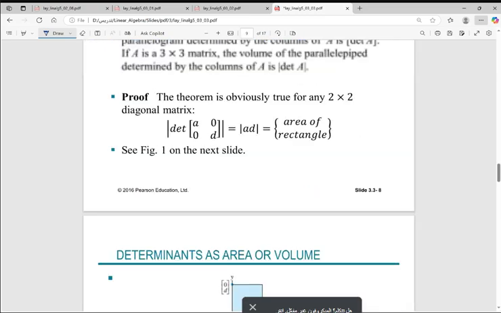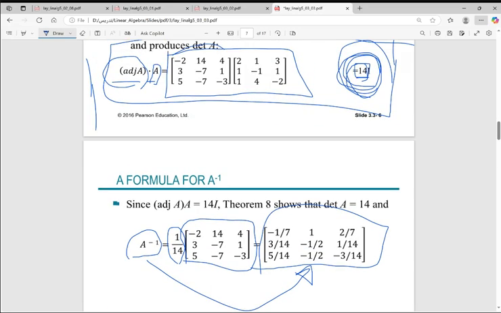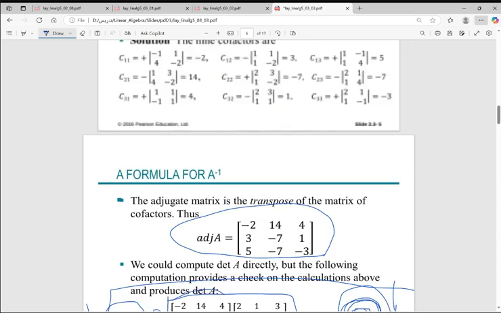Is this clear to you? Yes, doctor. Okay, okay.